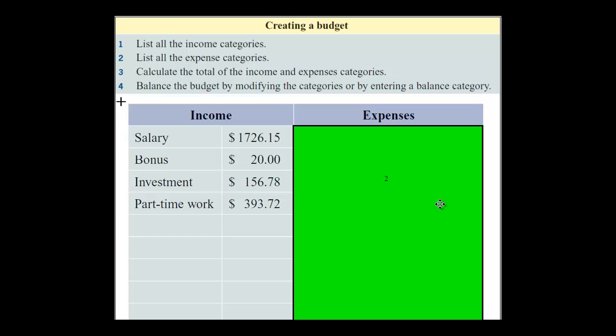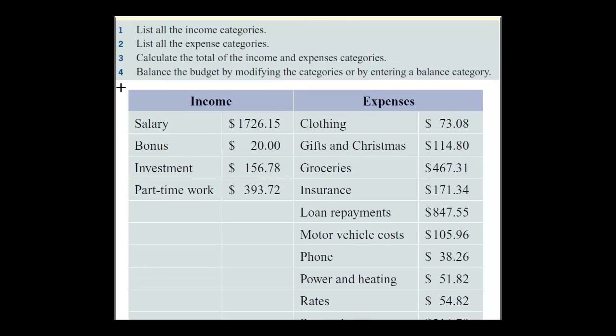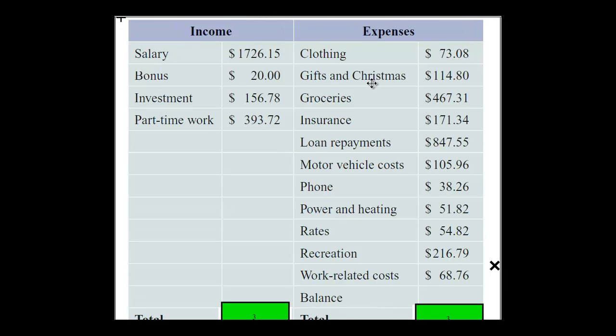In our expenses, the list becomes quite lengthy, and it's where a lot of itemization starts to happen. So for whatever reason, this person has decided to spend and budget for $73.08 on clothing a week. They've got a Christmas and gift budget where maybe they've got a Christmas hamper or something and they're saving weekly money or putting it away for the Christmas rush. They spend a bit on groceries, they've got some insurance to pay, loan repayments, motor vehicle costs, so that includes your fuel and maybe some general maintenance or services that they're putting money away for.